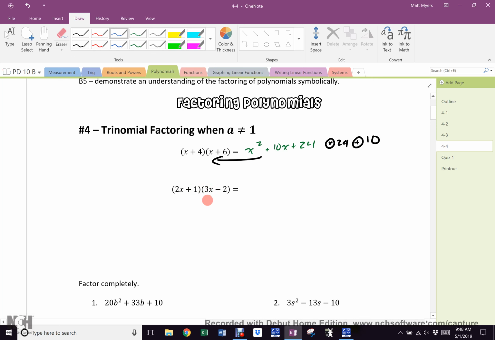Factors or product? Factors. What is the product? 6x squared minus 4x plus 3x minus 2, which would get me 6x squared minus x minus 2. Agreed? All right. So now this is what we want to learn how to factor.